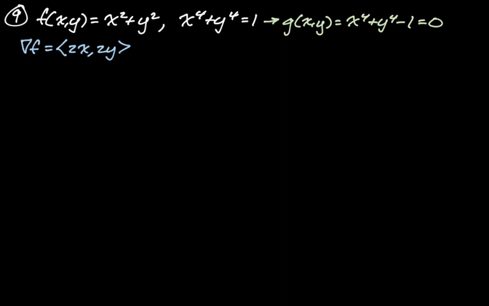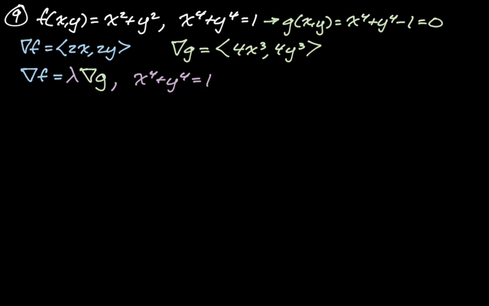We now need to find the gradient of this thing. So the gradient of g is partial x, which is 4x cubed, comma partial y, which is 4y cubed. Things are looking very symmetric here. The whole Lagrange thing hinges upon this equation: the gradient of f is lambda times the gradient of g, along with the constraint function. If you forget the constraint, you're going to be in trouble because you won't have enough equations. You'll have too many unknowns.